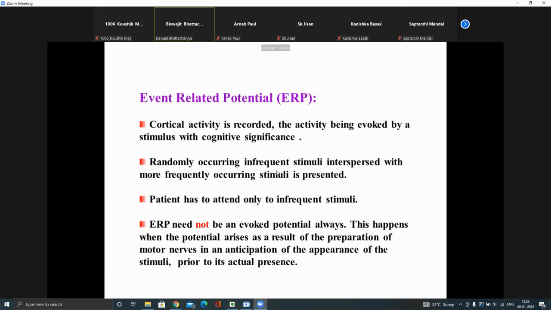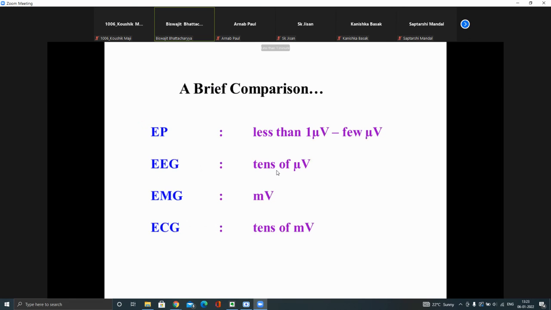When we understand some things, we are having some emotion, so then this type of voltages are coming. ERP. Just the comparison is that our event related potential is of the order of 1 microvolt to a few microvolt, not too much. EEG is higher, tens of microvolt.